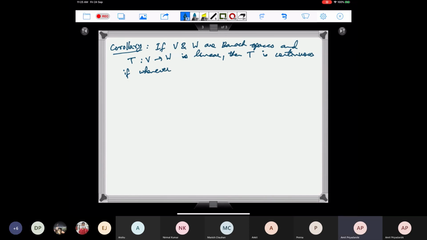if we have a sequence xn in V which converges to x naught in V and Txn converges to some y naught in W, we have y naught is equal to T of x naught.